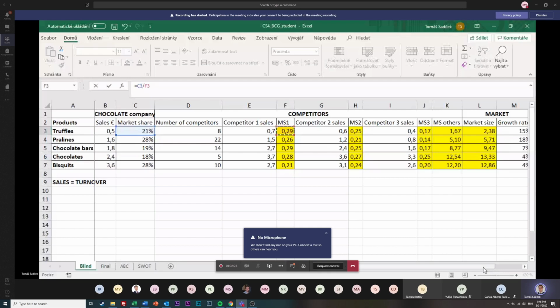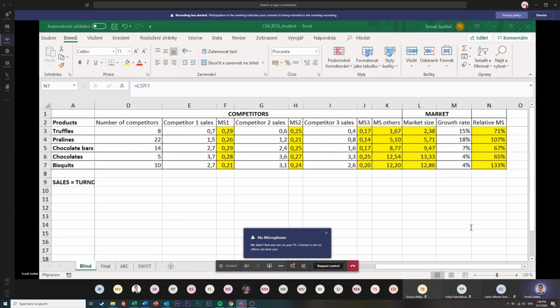Okay, so there is one more question. Maria is asking, why don't we subtract our market share? Sorry, I don't understand the question. If you can repeat once more. For relative market share of biscuits, shouldn't we use MS2 instead of MS1? No, we do not. We are selecting the biggest competitor overall, and with the biggest competitor, we are doing the comparison. This is the answer for Beatrice's question.